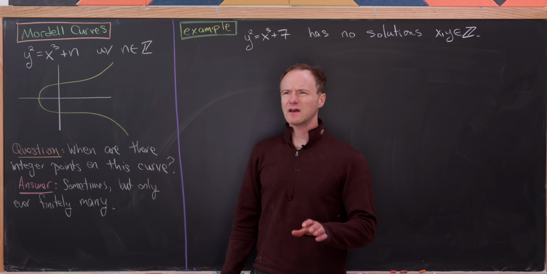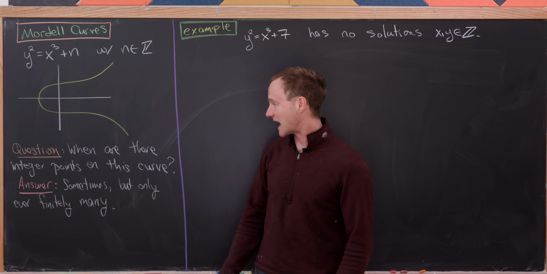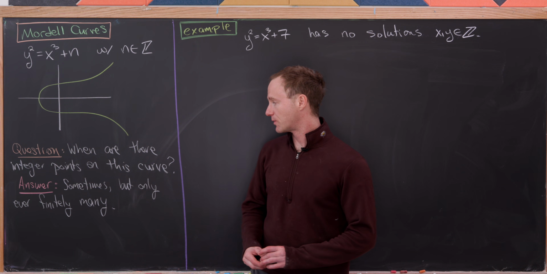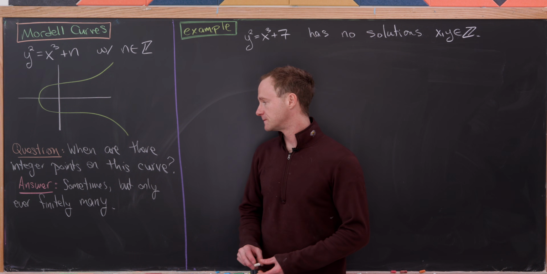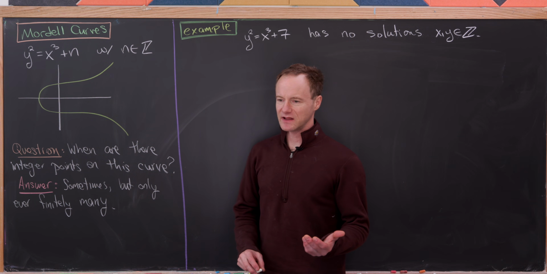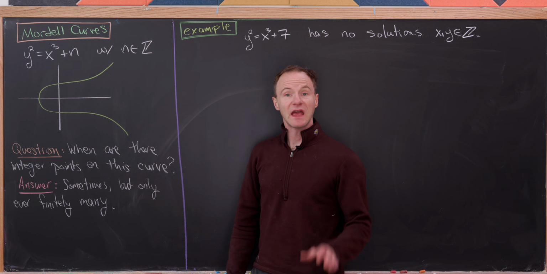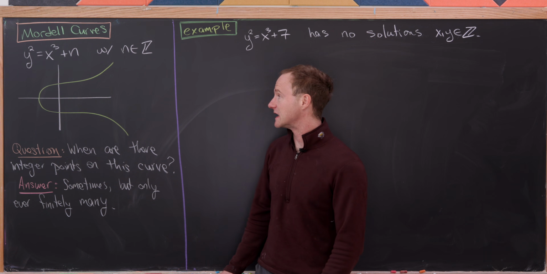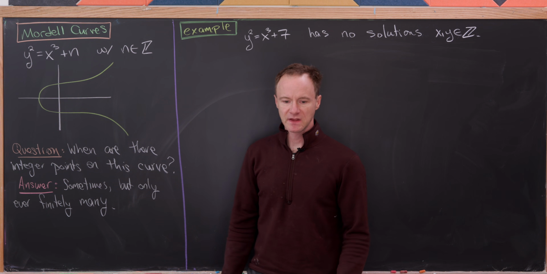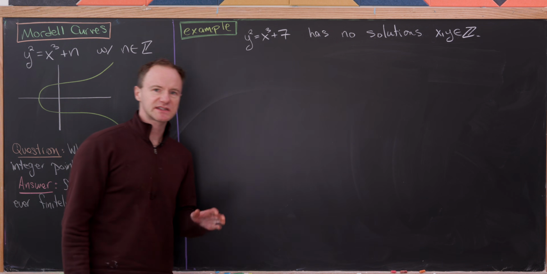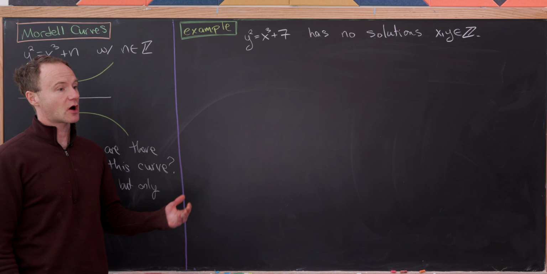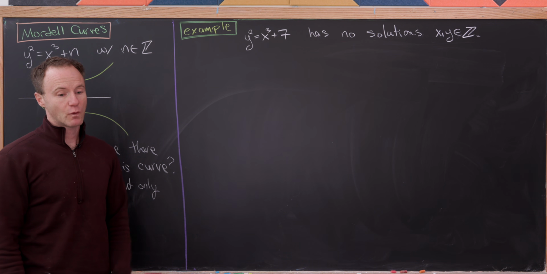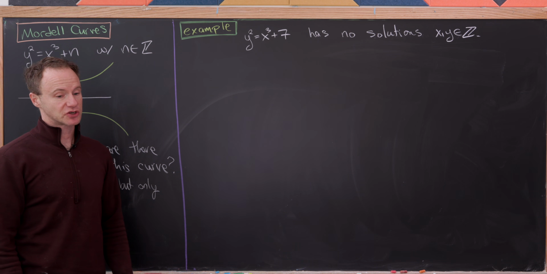And now, maybe a classic question to ask is, when are there integer points on these curves? And the answer to that is, sometimes, but there are only ever finitely many integer points on these curves. Now what I'd like to do is look at some examples, two examples when there are not solutions, and one example where there is a solution.